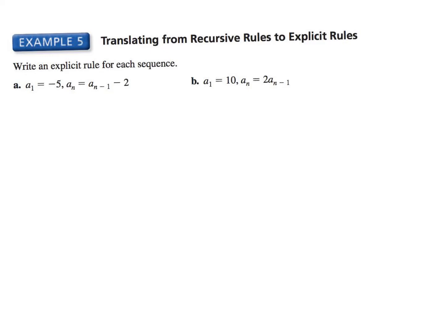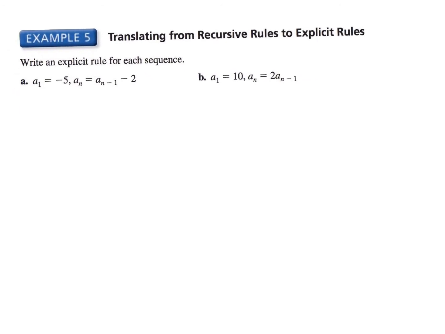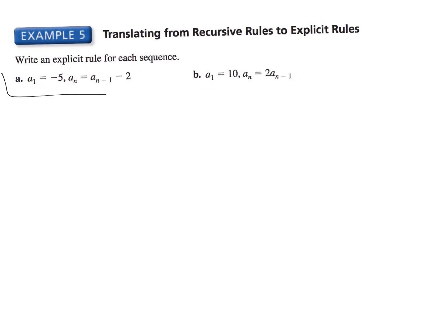So here's what I was saying was more complicated. You guys are going to be looking at translating from recursive to explicit. So you are given your recursive, and you need to go ahead and end up writing it into this: a of n equals a of 1 plus our common difference times n minus 1. That's for an arithmetic. I see that this is arithmetic by the way it's written.